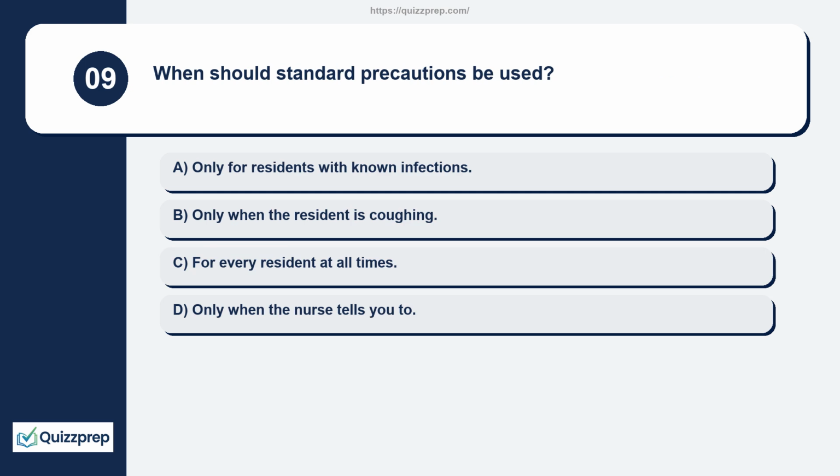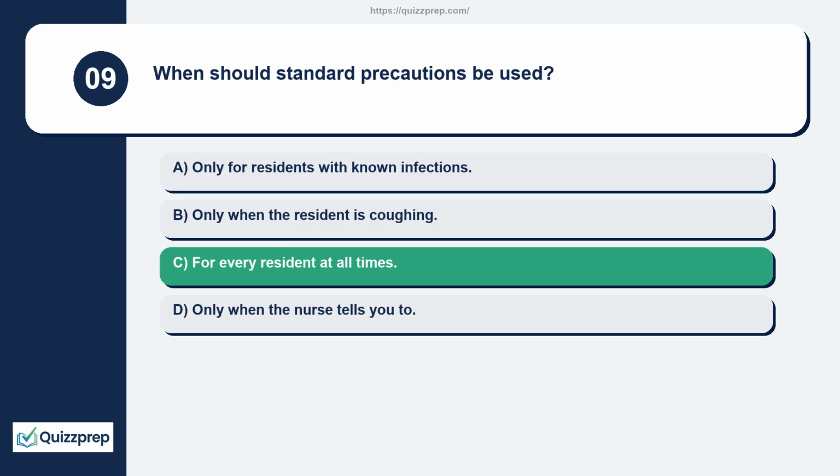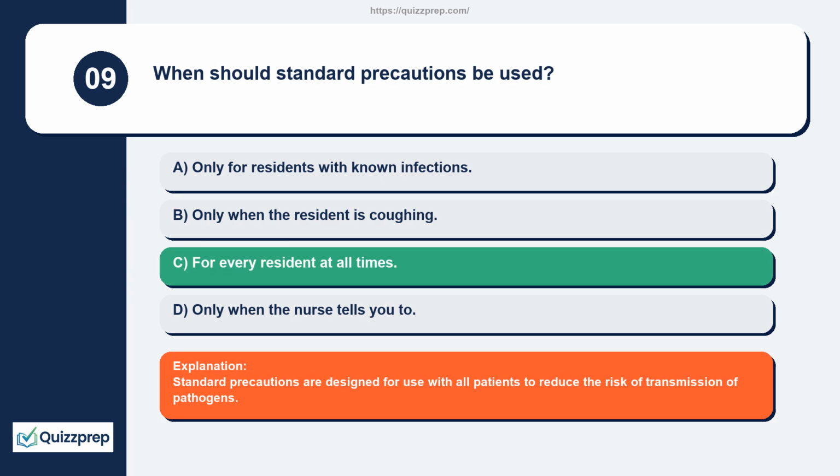Question 9. When should standard precautions be used? Only for residents with known infections. Only when the resident is coughing. For every resident at all times. Only when the nurse tells you to. Standard precautions are designed for use with all patients to reduce the risk of transmission of pathogens.